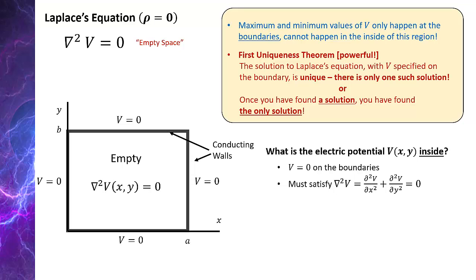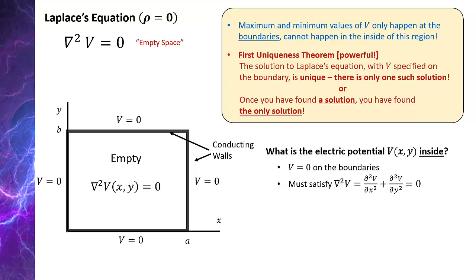The other useful property is the first uniqueness theorem, which says once you've found a solution that satisfies the boundary conditions, you found the only solution. So if you can guess that solution, then you've found the right one. Let's see how this works in practice in a couple simple examples.